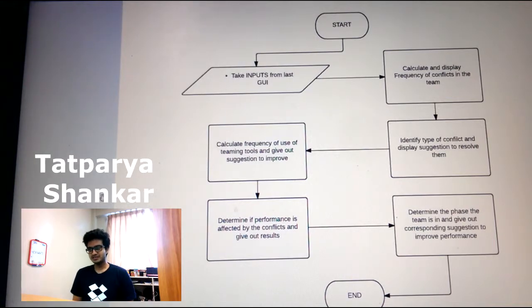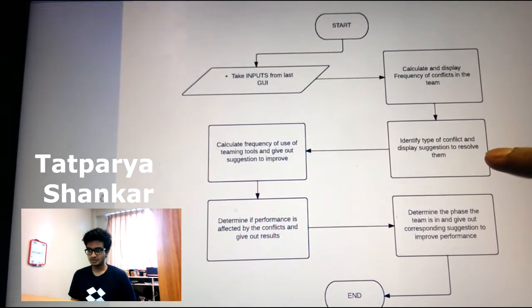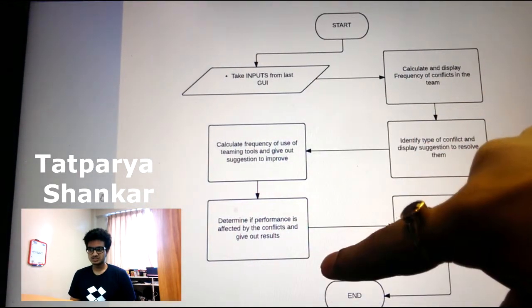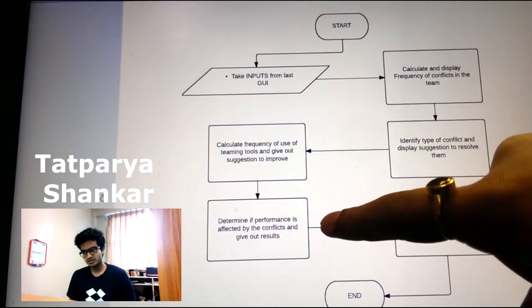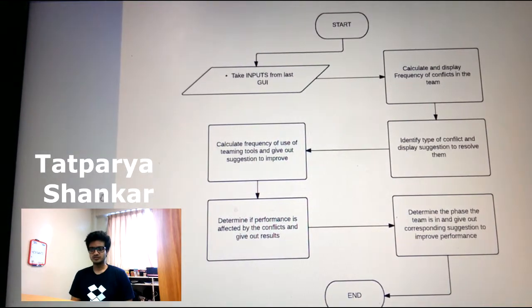So the GUI basically calculates and displays the frequency of conflicts in the team. Second, it identifies the type of conflict and displays suggestions to resolve them. Third, it calculates the frequency of use of teaming tools and gives suggestions to improve. Fourth, it determines if performance is affected by the conflict and gives results. And the last one, it determines the phase the team is in and gives corresponding suggestions to improve performance.